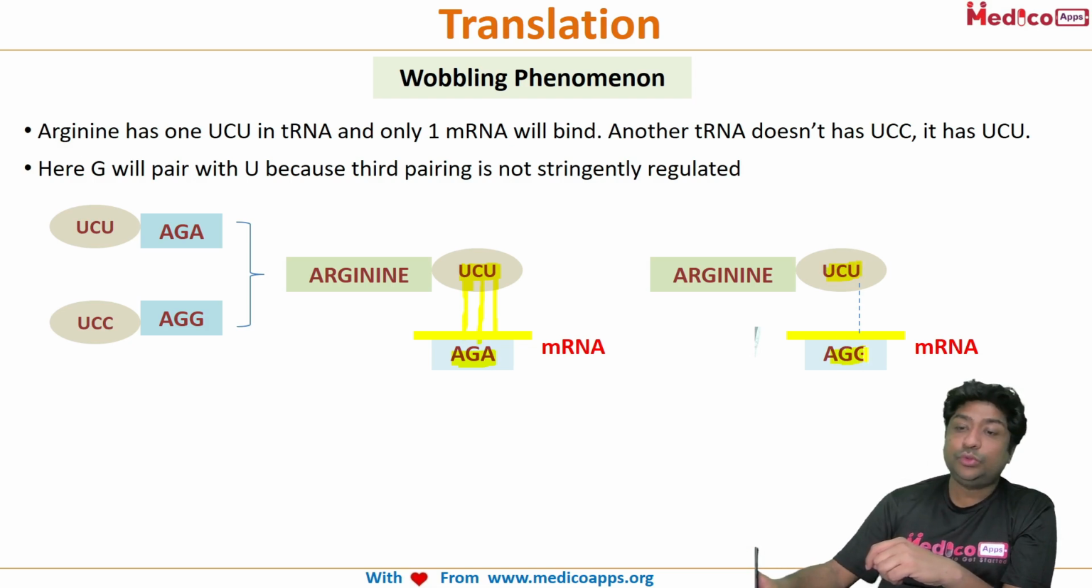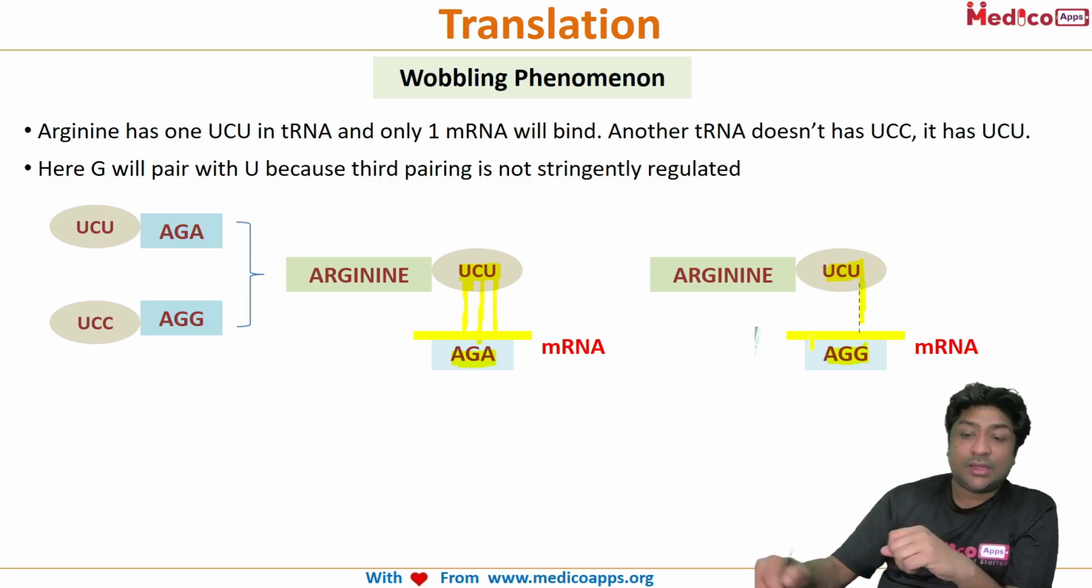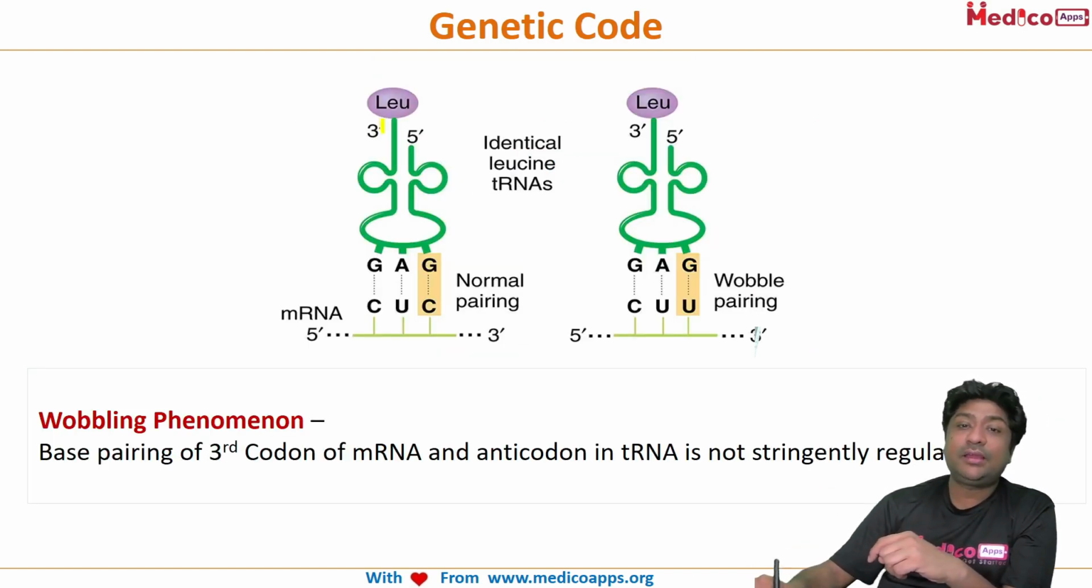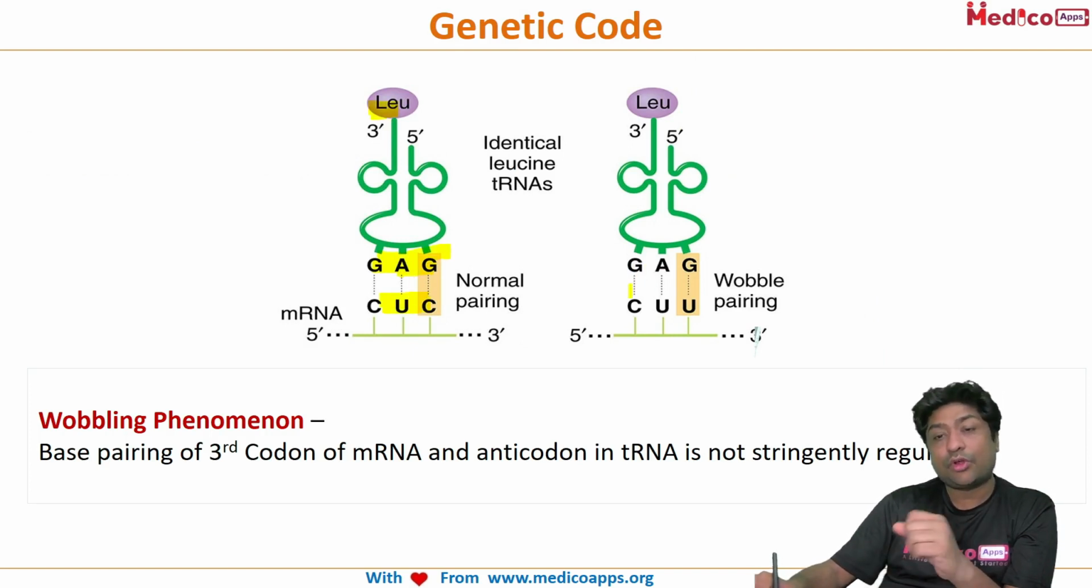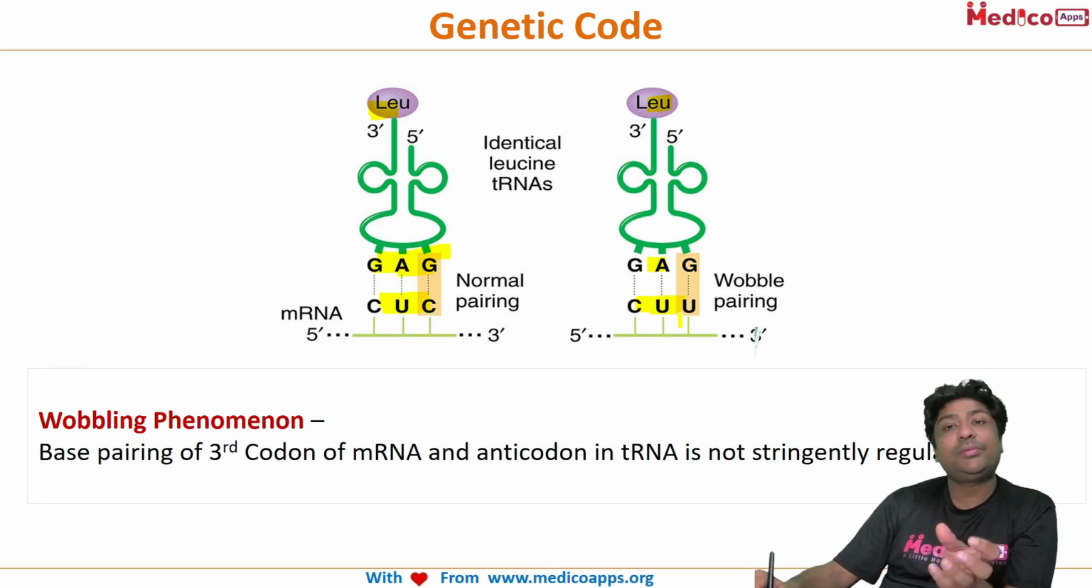If you see, U should not have paired with G, the third base in the mRNA. So at the third base in the mRNA, the pairing is wobbling. Is this clear? Let me give another example. Here this is the tRNA with GAG carrying leucine. GAG can pair with CUC, which is the normal pairing, and GAG carrying leucine can pair with CUU also. This is called wobbling pairing. This is how 31 tRNA will be able to carry for 61 codons.